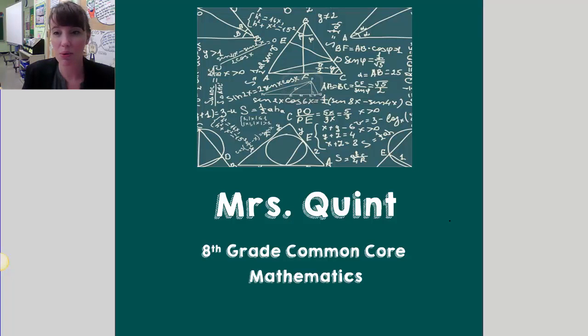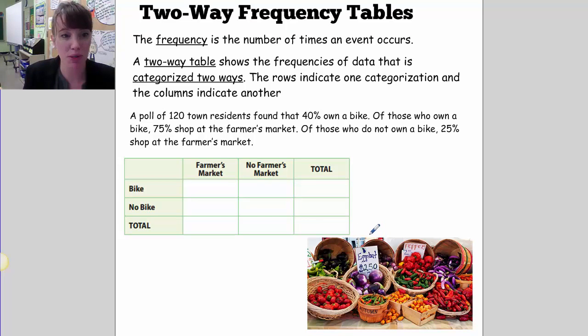Welcome back. Today we're going to be talking both about frequency tables and about relative frequency tables. So first of all, a two-way frequency table deals with frequency, or how often an event occurs, or how many times an event occurs. And a two-way frequency table is data that's been categorized in two ways.